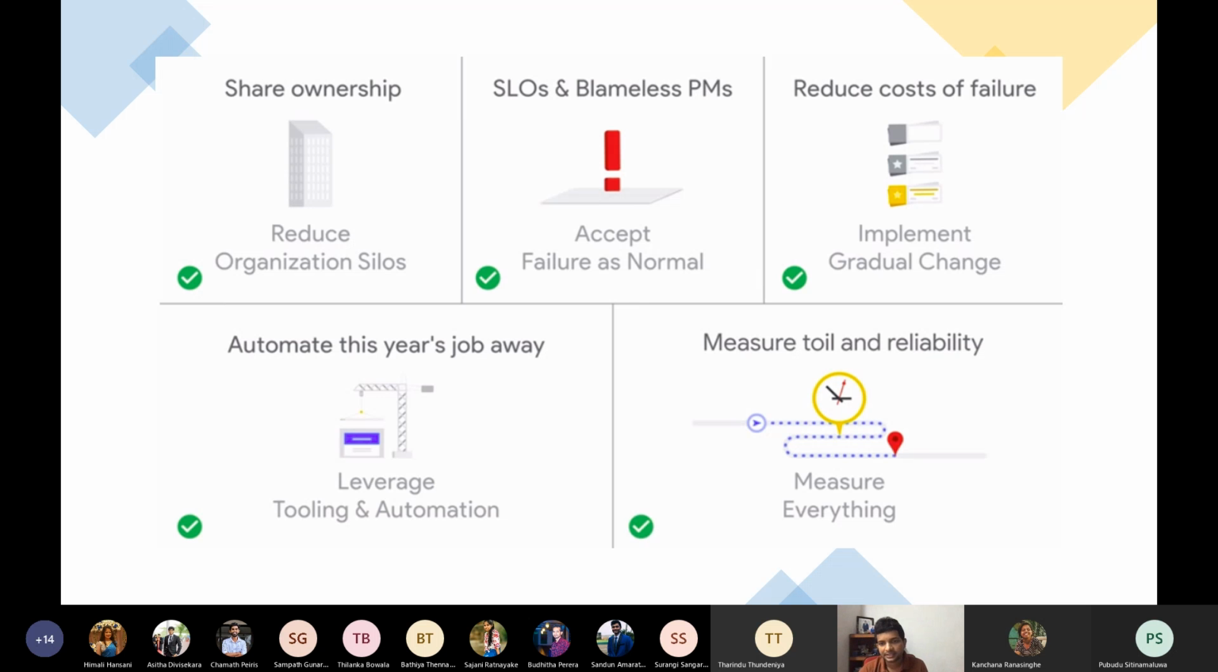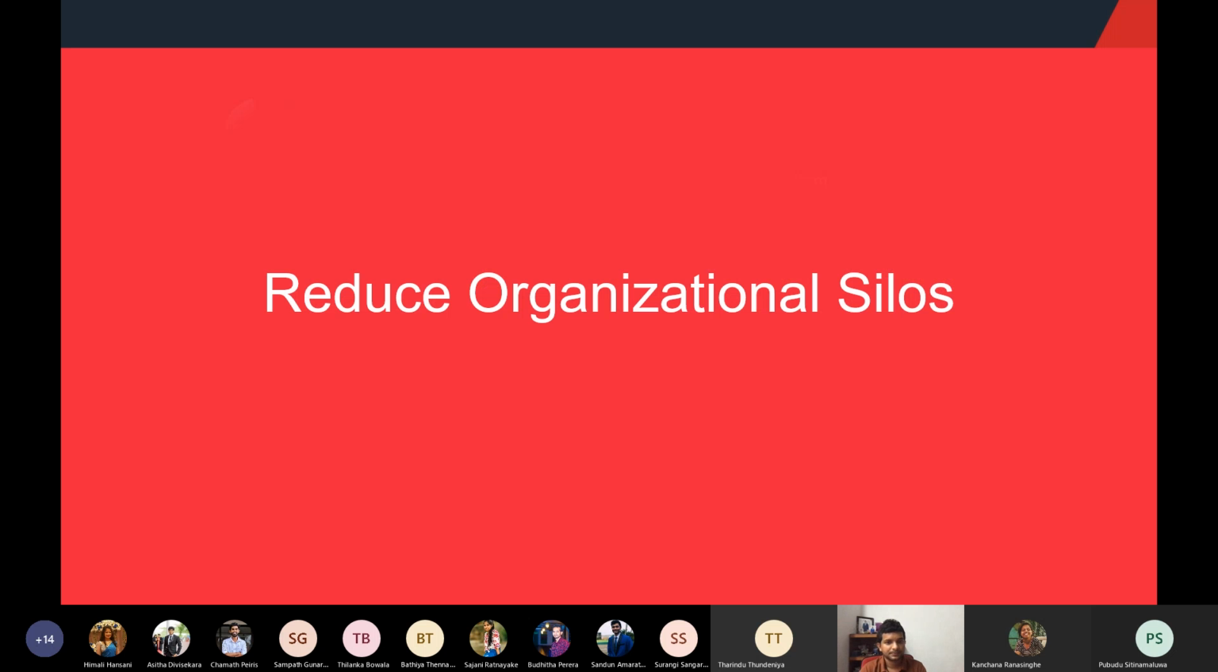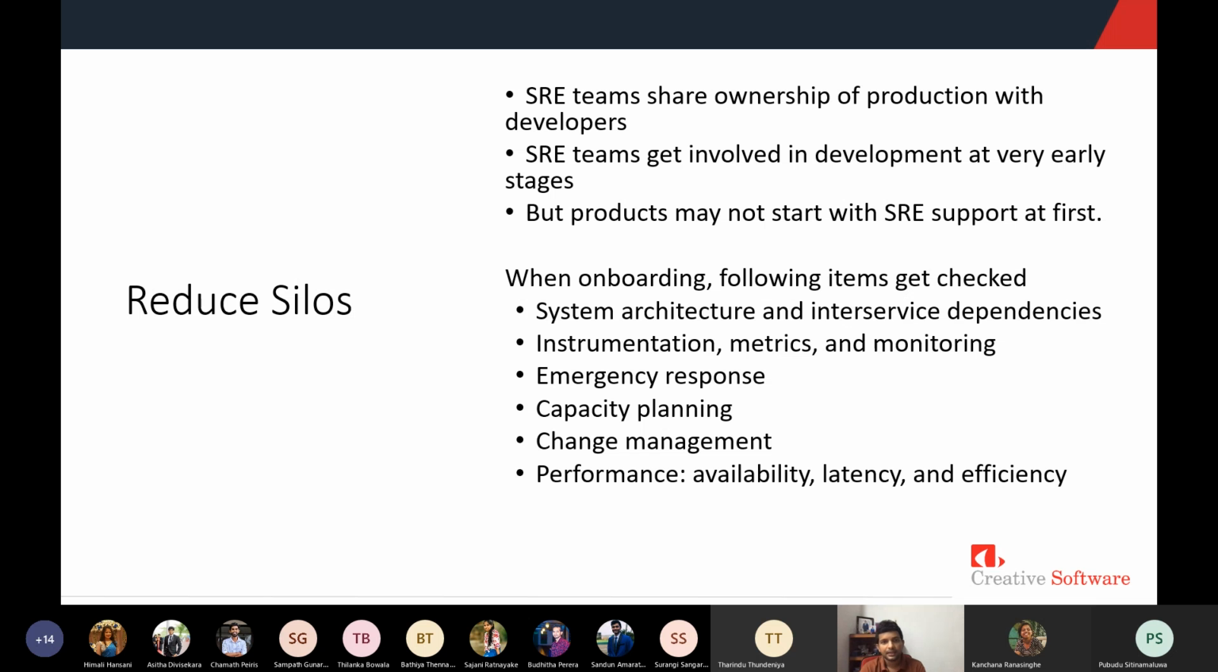So these are just theoretical concepts. Let's dive a little bit deeper into these concepts with examples and see how this is applicable in real life. So the first topic is about reducing organizational silos. Yes. SRE teams actually share the ownership of production with the developers. If something goes wrong, the SRE team will not let the developers do it themselves. They will come into the process and start helping everyone work on this with a shared responsibility.